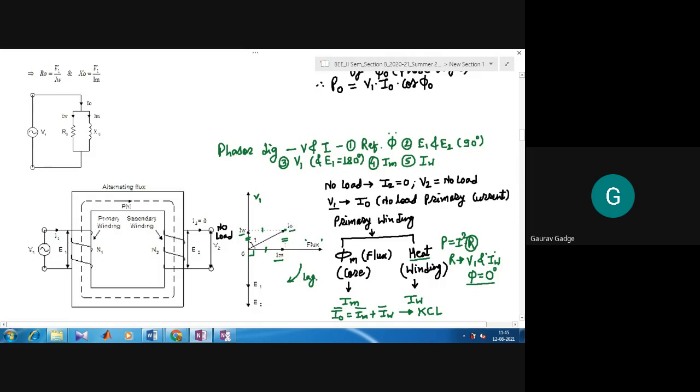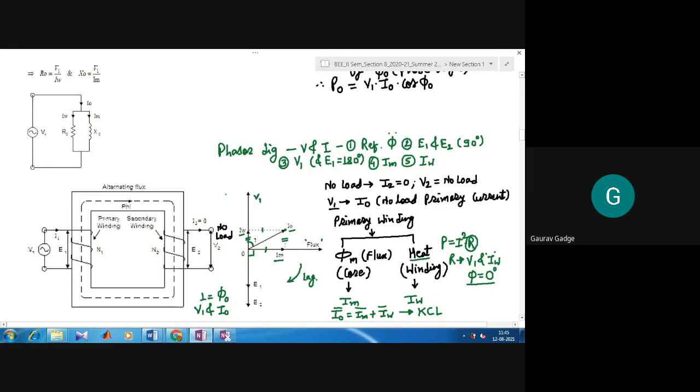Okay, now what you have to do, you have to measure the angle between voltage and current. Where the voltage lies, that voltage lies on the positive axis, and current is the resultant of Im and Iw. So that phase angle is angle 1, and that phase angle 1 represents the phase angle between voltage and current, that is V1 and I naught. So this is your complete phasor diagram.